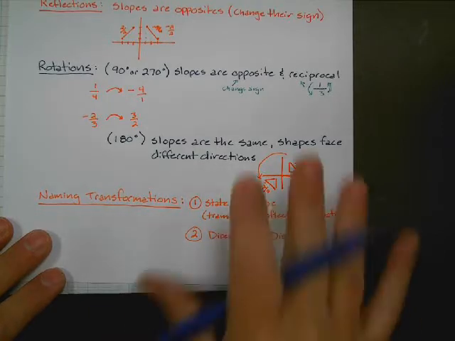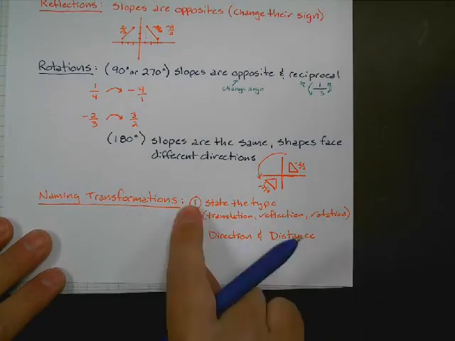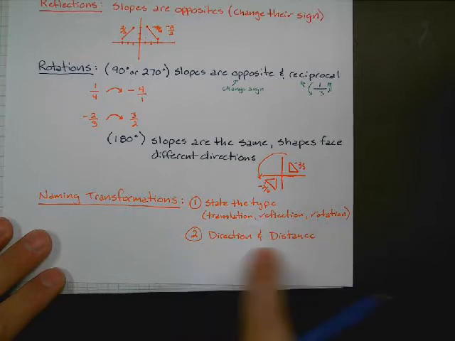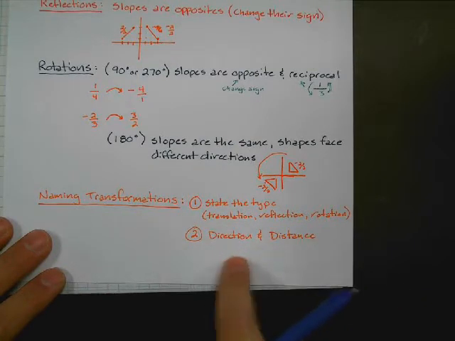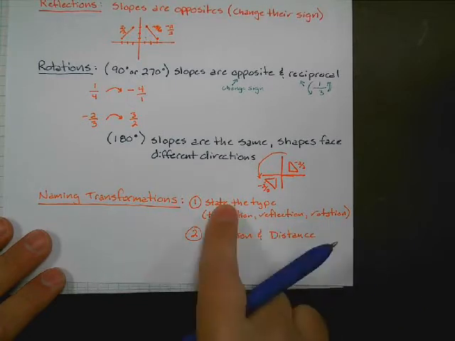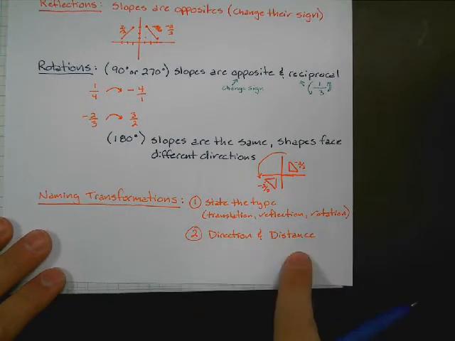All right, so that's what we're looking for when you give your answers. The type of transformation and some kind of direction or distance that's going on with it. You can't just write right 5, left 2. You'd have to say translation, right 5, left 2. Okay, so you have to name the type and then its direction and distance.